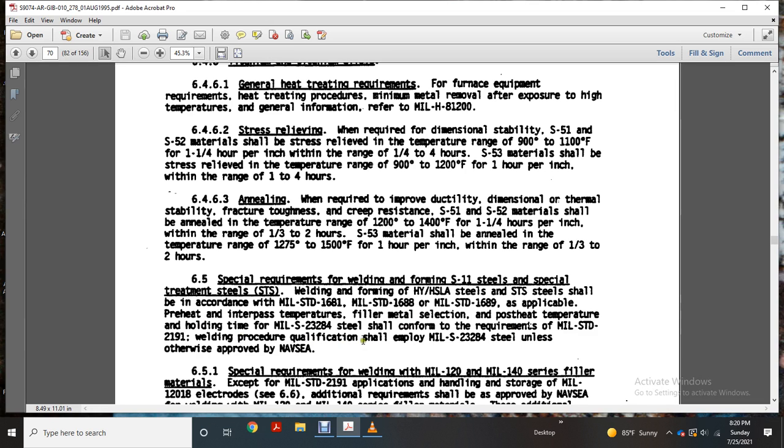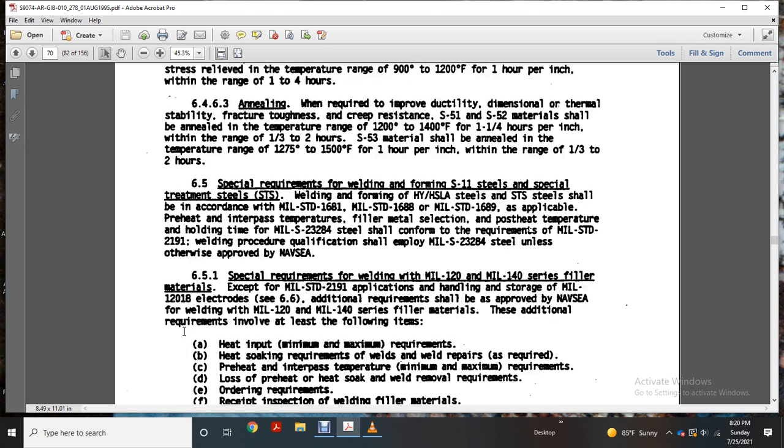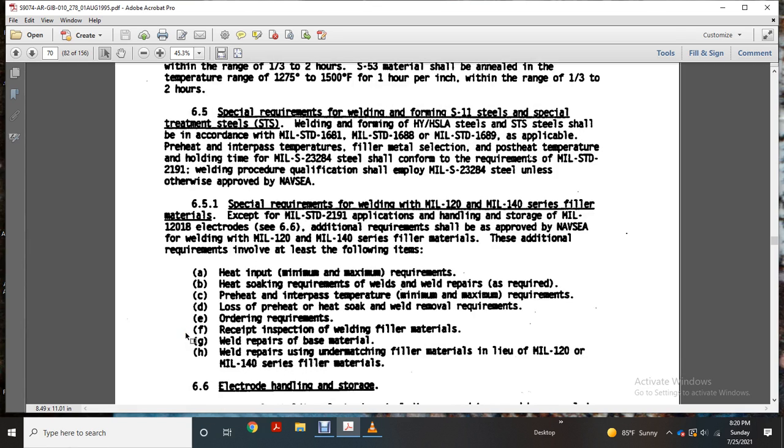Welding procedure qualification shall employ MIL-S-2328-4 stainless steel unless otherwise approved by the Naval Sea Systems Command. Special requirements for welding with MIL-120 to 140 series filler material, except for MIL-STD-2191 application for the handling and storage of MIL-12018 electrodes. Additional requirements shall be approved by the Naval Sea Systems Command. These are additional requirements that involve at least the following items.